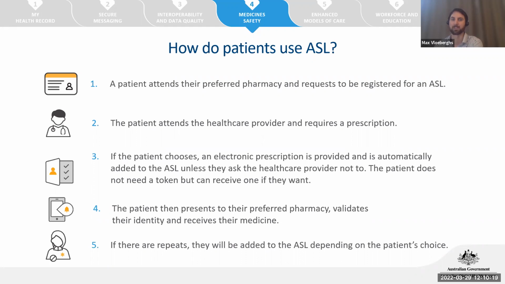If the patient does not need a token, they can receive one if they really want to. The patient then presents to their preferred pharmacy where they validate their identity and then they receive their medication. And if there are repeats, they can then be added to the active script list depending on what the patient chooses.